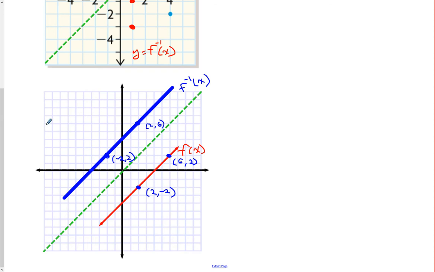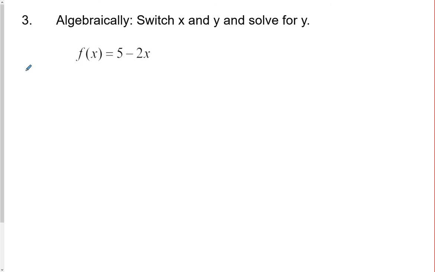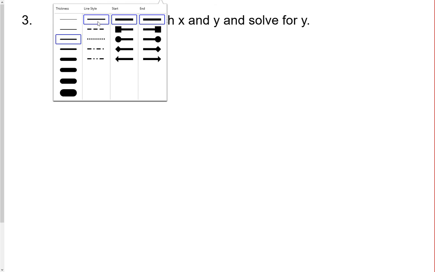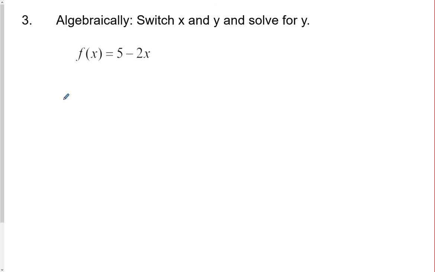Okay, so that's our second way of doing it. Way number 1, table of values, switch x's and y's. Way number 2, graphically, make a reflection in the y equals x mirror. Here's number 3. Some students like this one the best, and some students like this one the least.